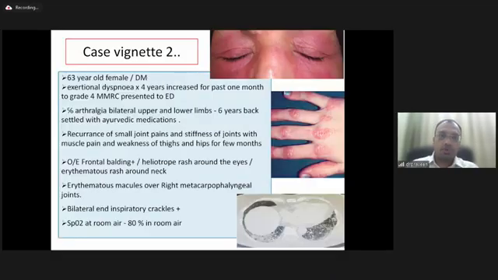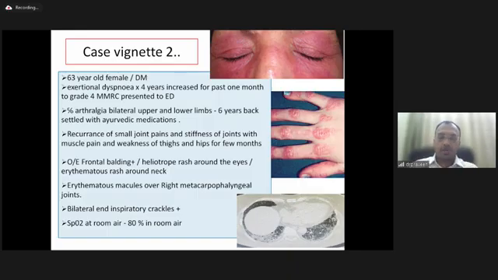The second was a 63-year-old female diabetic with exertional dyspnea for 4 years, which increased over the past 1 month to grade 4 MMRC, and she presented to the ED. Initially, she had bilateral arthralgia and was on Ayurvedic medication. Currently, the small joint pains and stiffness have been joined by proximal muscle weakness. On examination, she had frontal balding, heliotrope rash around the eyes, erythematous rash around the neck, and her saturation was 80% in room air.